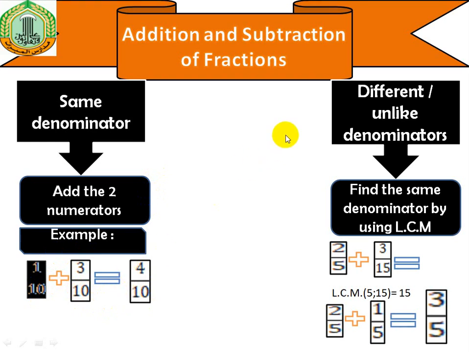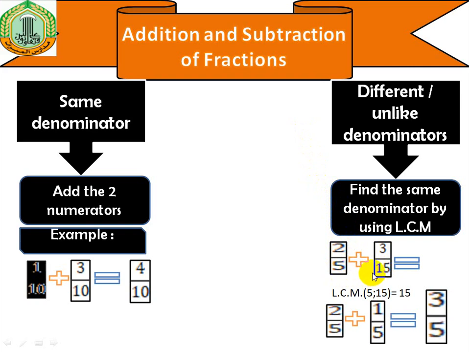The second case is when we have two unlike or different denominators. Find the same denominator by using LCM. So 2 over 5 plus 3 over 15. In this case, we have different denominators.